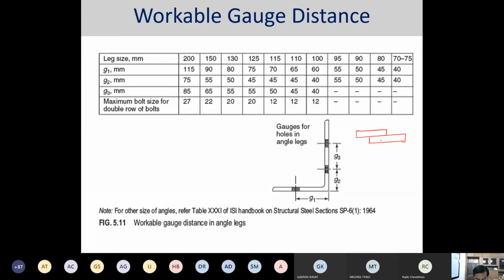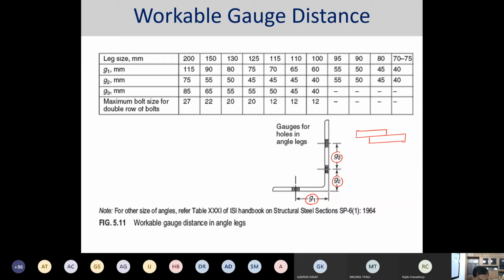Like two rectangular plates are connected. Now, for example, if I have a channel section or some L section, then there would be many different edges, or gauge distances. Gauge 1, gauge 2, and gauge 3. Whenever we have this kind of specified section, then the bolts must be placed accordingly.